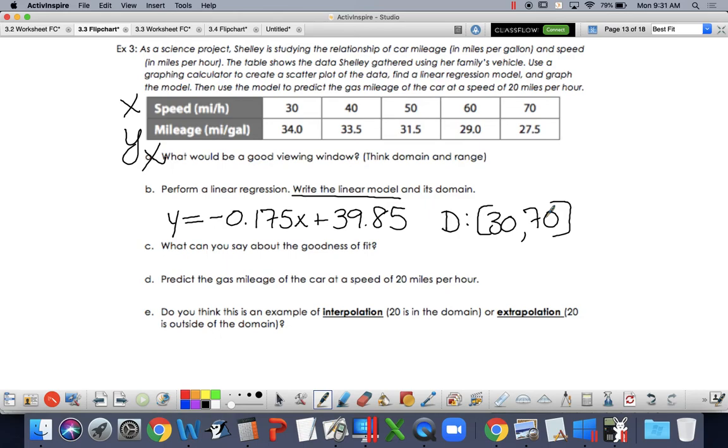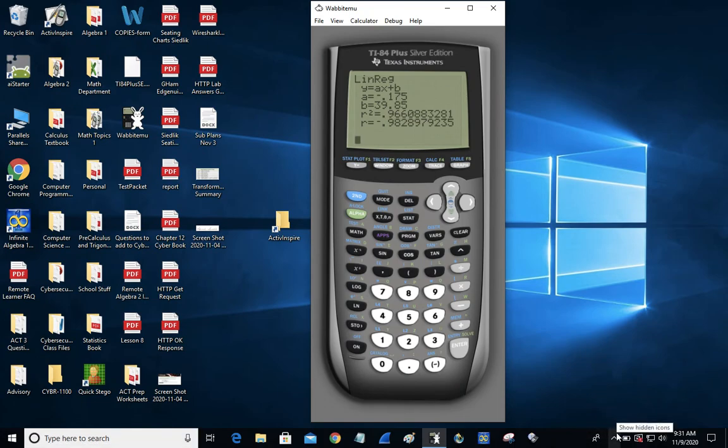Letter C says, what can you say about the goodness of fit? So this is talking about, have you guys ever heard the word correlation? How well do things correlate? Well, I come back to here, and I look at this last number R. R stands for correlation. Why didn't they call it C? I have no idea. If I get an R that is either close to -1 or +1, we've got a good model. So, do I have a good model or a bad model? Good. It's really close to -1.